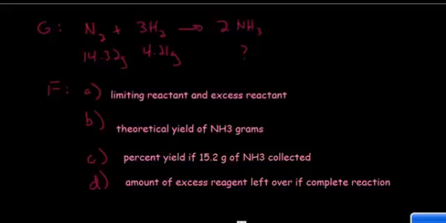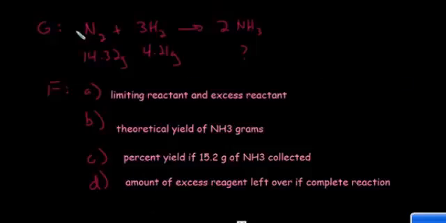The question is, if you react 14.32 grams of nitrogen with 4.21 grams of hydrogen, you should get ammonia, and which of those two reactants will be your limiting reagent? Which will be the excess reagent?